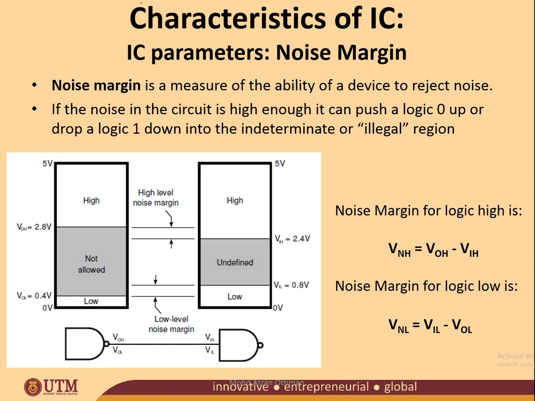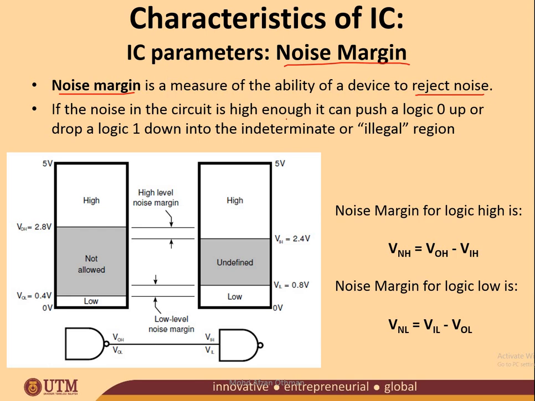Okay, next we go to the next parameter, which is the noise margin. What is it? Noise is actually the unwanted. I think you guys know the definition from the word itself. We usually don't want noise. It means noise is something that we do not want in our system. So the smaller the noise, the better the system. So noise margin is a measure of the ability of a device to reject noise, meaning how much the device can tolerate the noise.